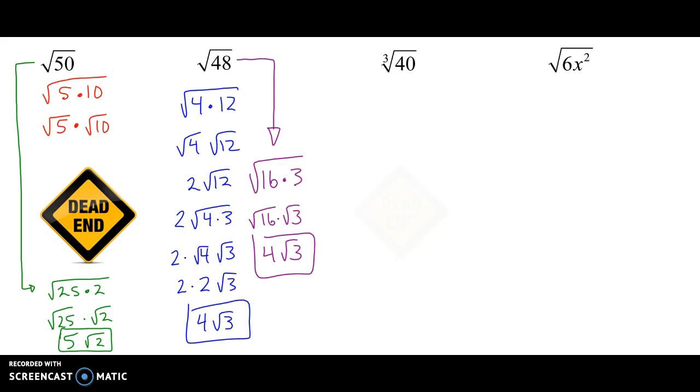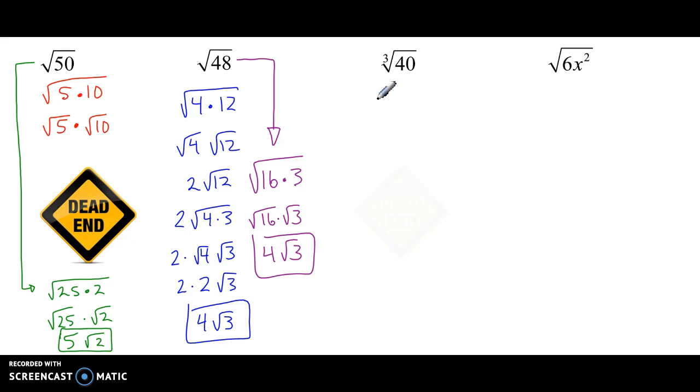This rule will also apply to roots that are not square roots, like our next example here, cube root of 40. And the key thing here is you've got to break your mental habit of thinking of perfect squares all the time. You don't have as much practice with other exponents, so you don't instantly think of cubes and 4th powers and 5th powers.